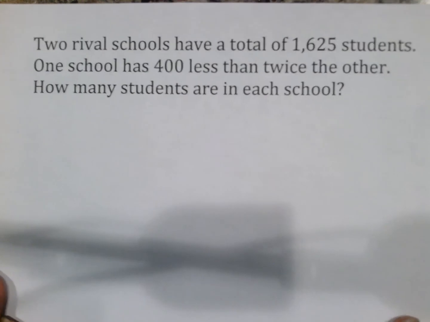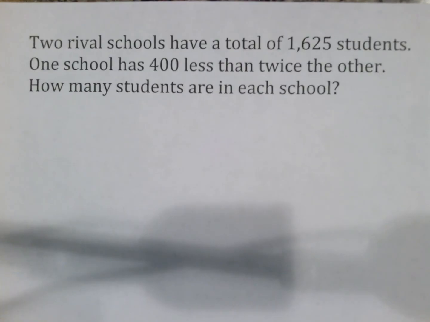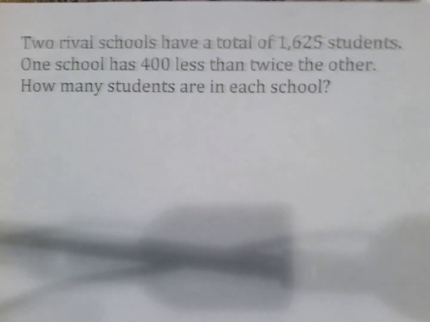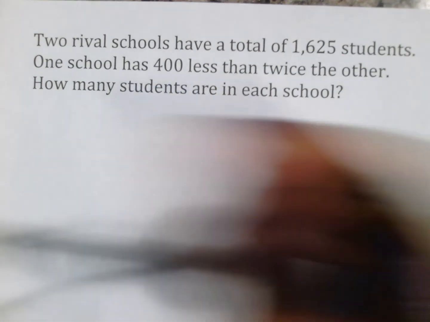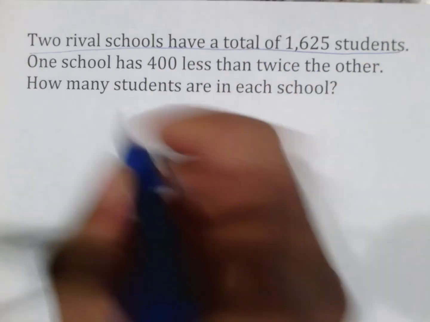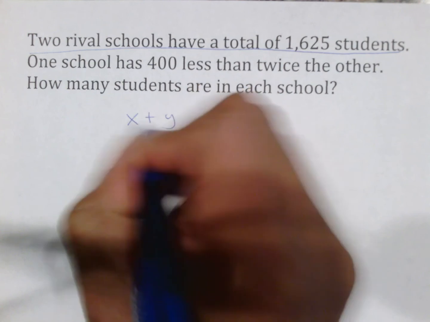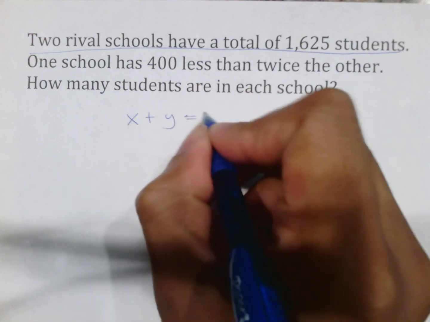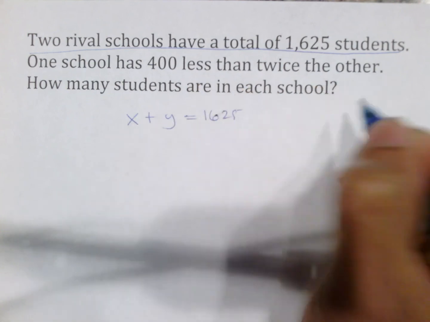Another one says, two rival schools have a total of 1,625 students. One school has 400 less than twice the other one. How many students are in each school? With no calculator, this should be fun. Again, it says two rival schools have a total. Remember, total means you're putting those two things together, which means I can probably say that x, school number 1, and school number 2 added makes 1625.